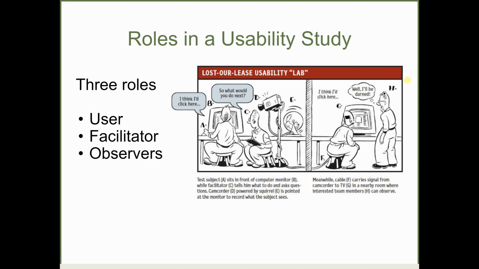Okay, so now we're going to talk about roles in a usability study. This is a little bit of repetition. There are three roles in a usability study: the user, obviously, you all know who a user is, a facilitator, and then observers.